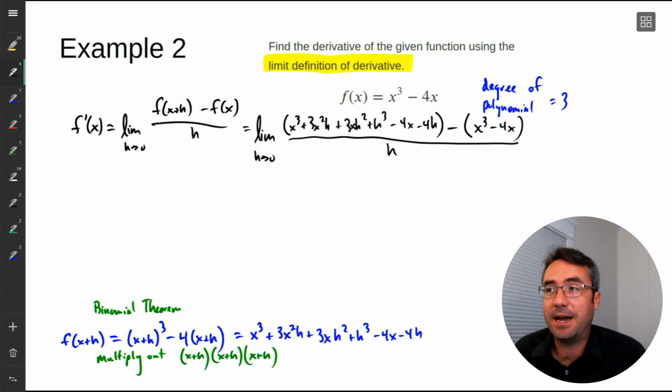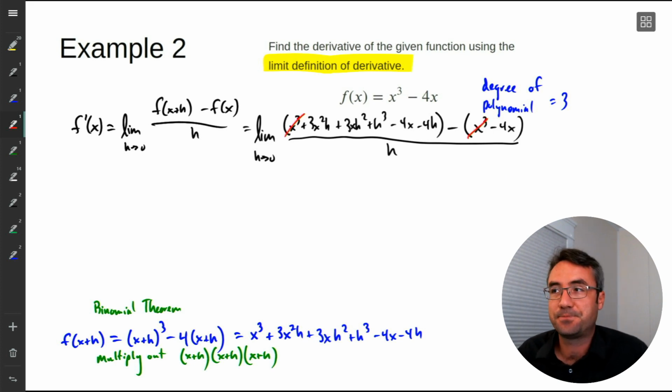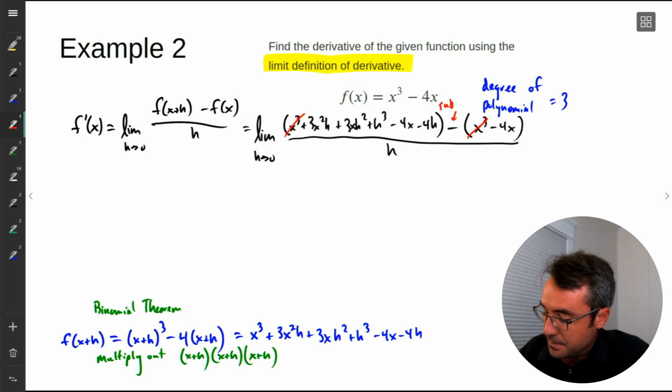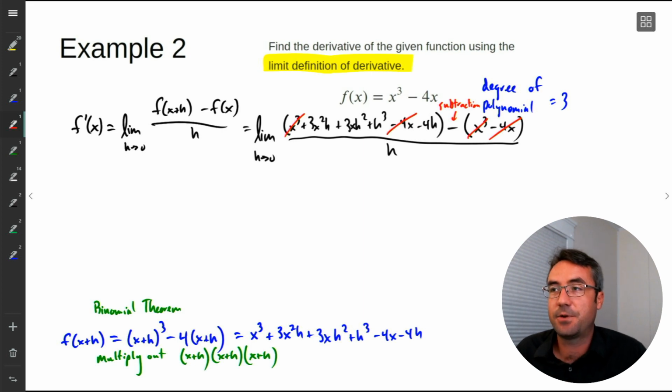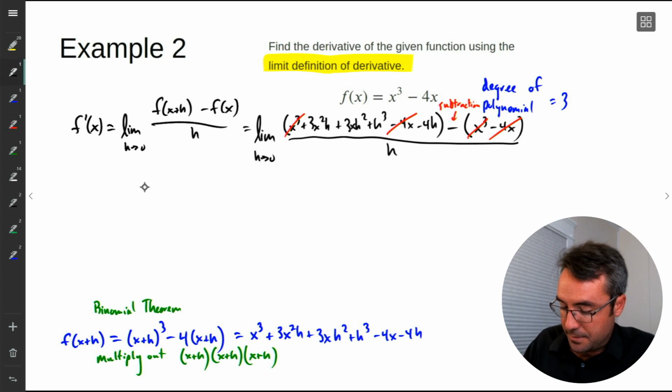And we want to simplify this down. So you start with the shorter side here and just see if there's anything that matches up on the other side. So we have an x cubed here and an x cubed here. Those cancel. So the x cubes cancel. And then we have a minus 4x here and a minus 4x here, and we're subtracting. So the minus 4x here gets canceled with that minus 4x there because of the subtraction.